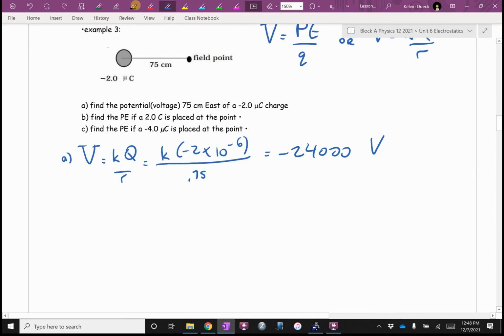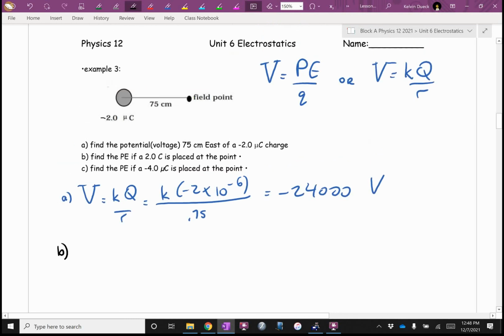Oh, Caleb, what's B want me to find? Now, don't write this down. Look up. I could go like this: PE equals K, big Q, little q over r. And if you did that, I would give you full credit. No problem. But what did we find in part A, Caleb? Is there a version of voltage that has potential energy in it? Yeah? Get the potential energy by itself, please.